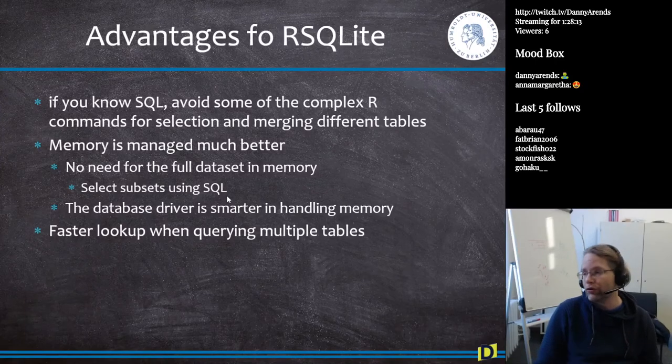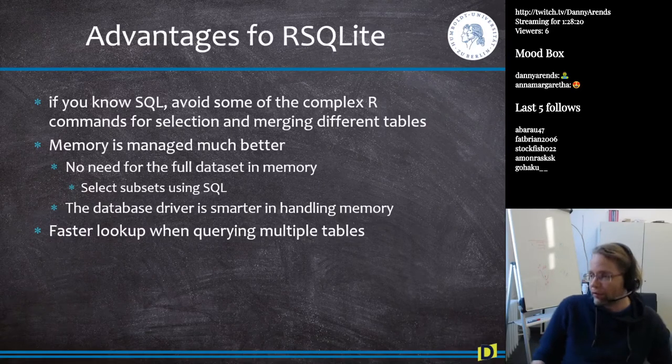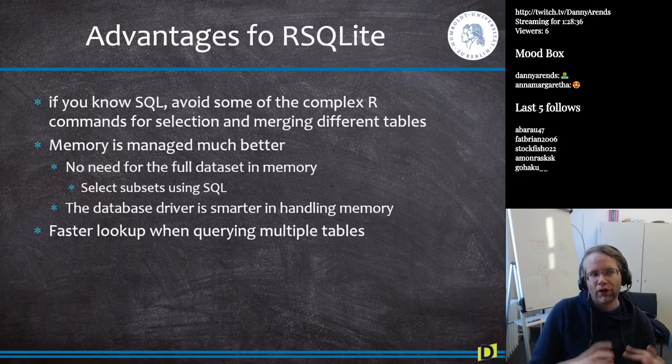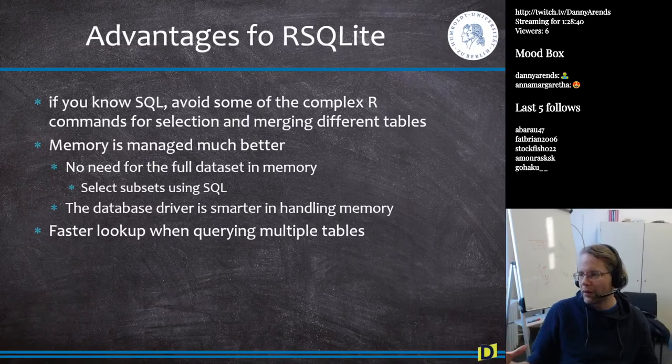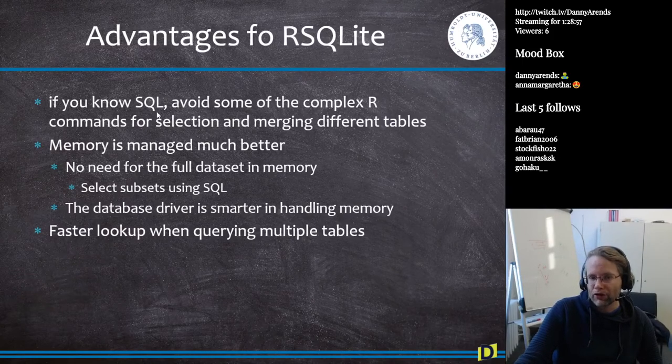So why do you want to use RSQLite? It avoids some of the complex R commands that you use for selection and merging of different tables, right? Because I can say select from table A the entries where the foreign key constraint of table B is larger than 16. So it avoids a lot of this complexity where, when you're trying to merge two databases or two data frames or two matrices into one, in R that's a little bit cumbersome because you have to make sure that the row names of the first one are matching the row names of the second one, or you have to make this selection yourself. But the nice thing is if you know SQL, you can avoid some of this complexity by just using SQL commands.